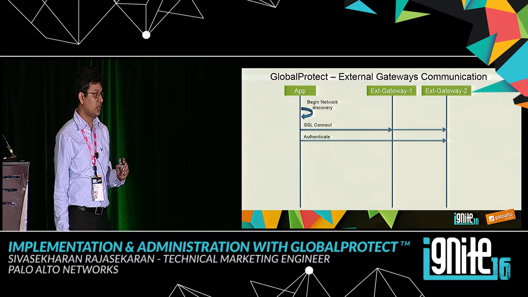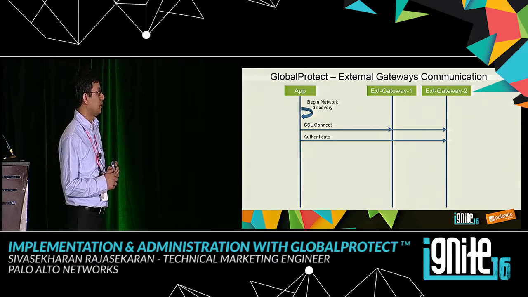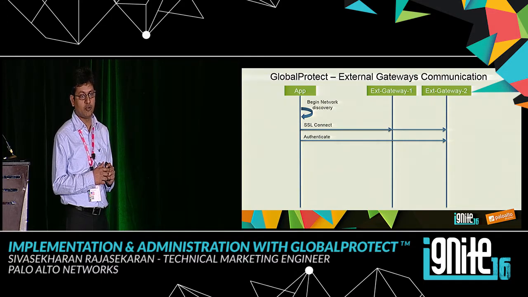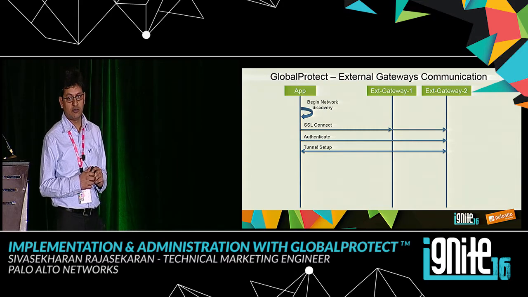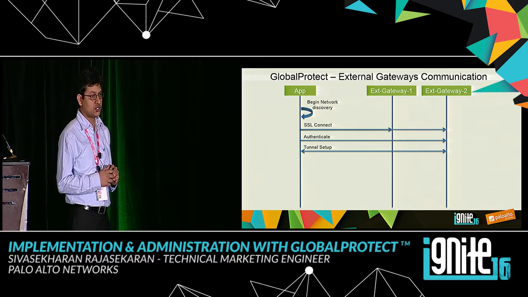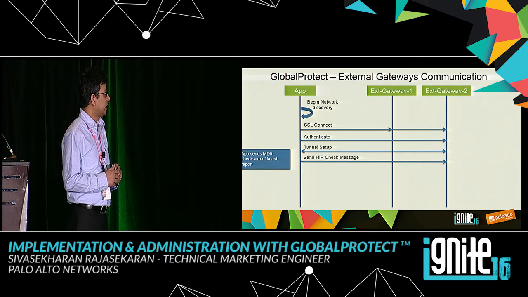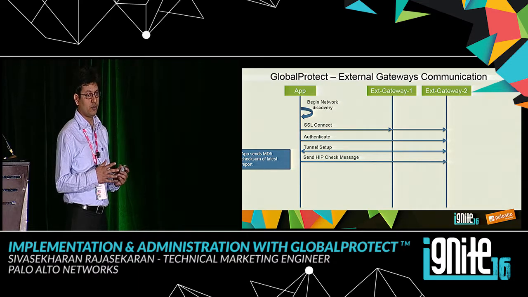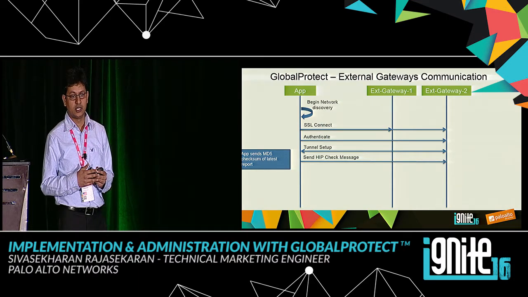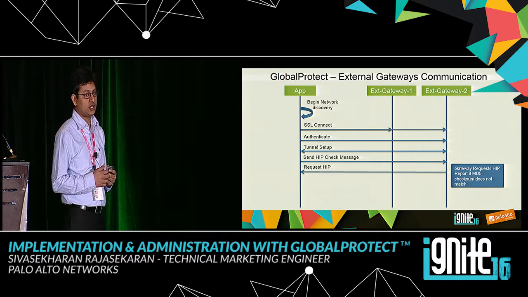After successfully authenticating with this gateway, again, the authentication method and credentials all depend on what you have configured on that external gateway for authentication. After you authenticate successfully, the client would establish a VPN tunnel with that external gateway. After the tunnel setup, the client would then send a HIP check message which contains the MD5 checksum of the latest HIP report. The gateway compares the MD5 checksum to see if the HIP report has changed. If there is a change, the GlobalProtect gateway, external gateway 2, will request the client to send the most recent HIP report.